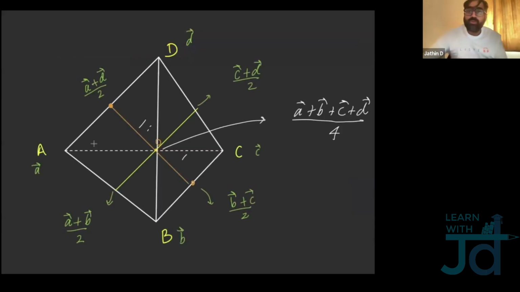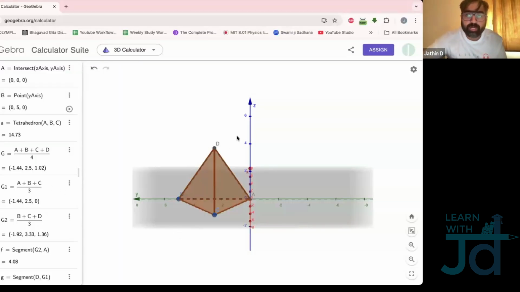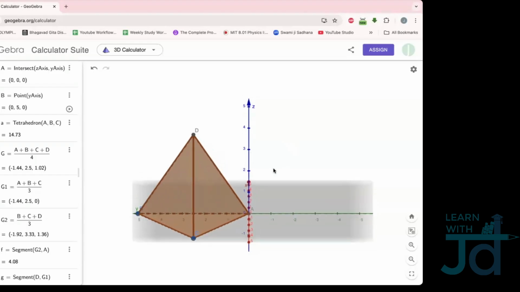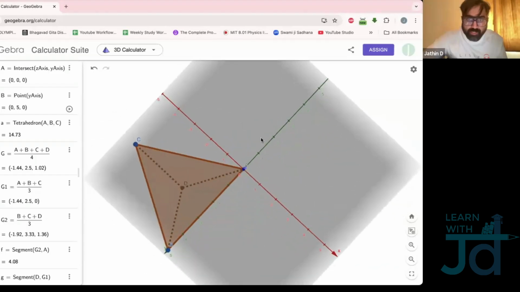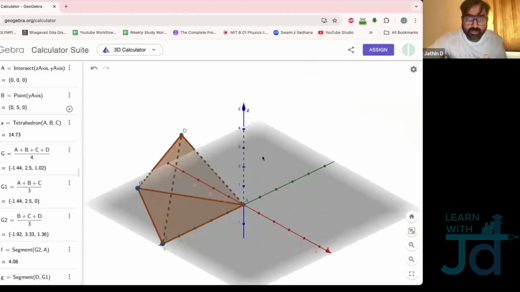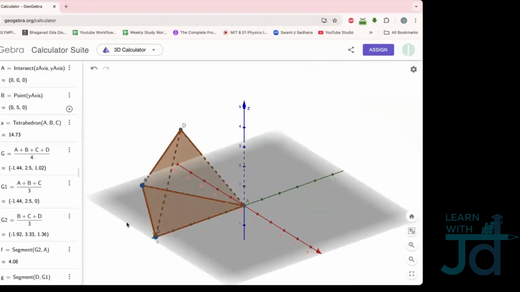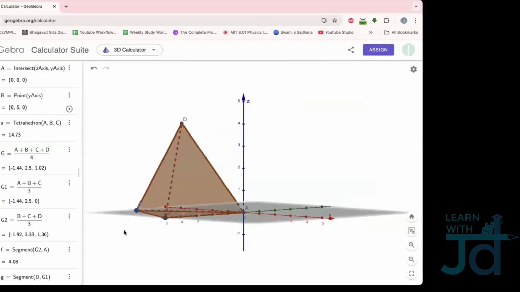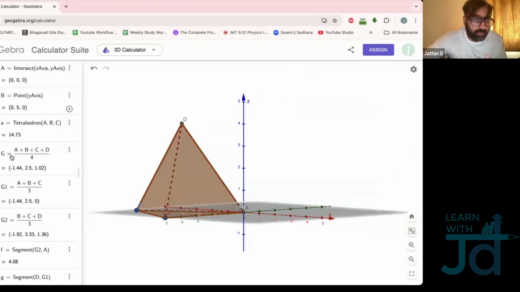Okay, now 1 second. Can you see a screen? Tetrahedron? Yes, sir. Okay, so this is a tetrahedron. I'm just rotating it. Now first, can you see the formulas also I've done in your left hand side?